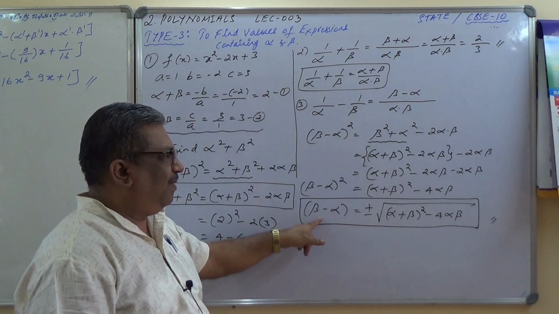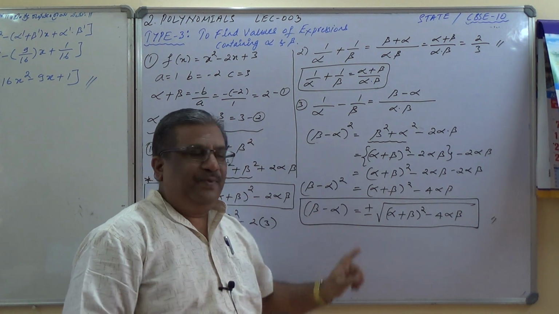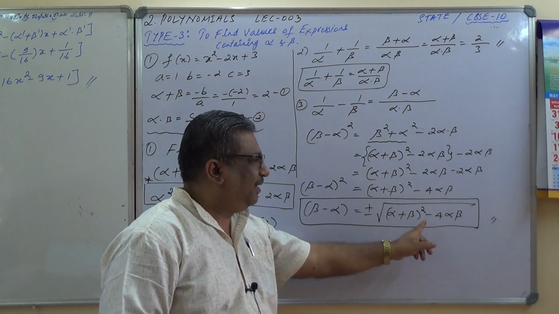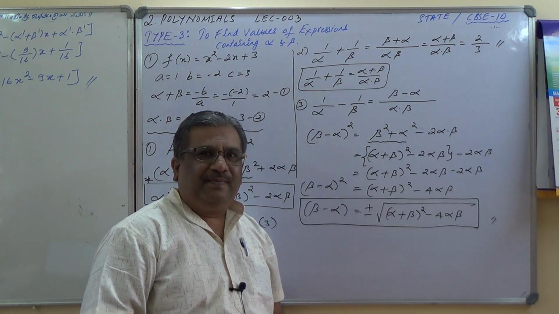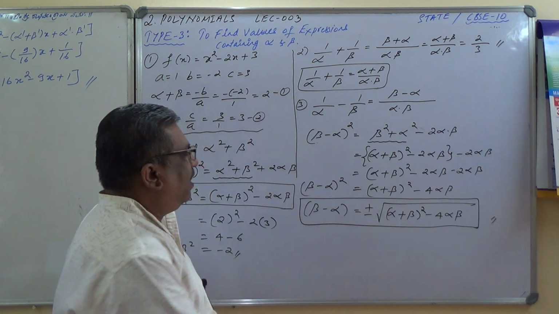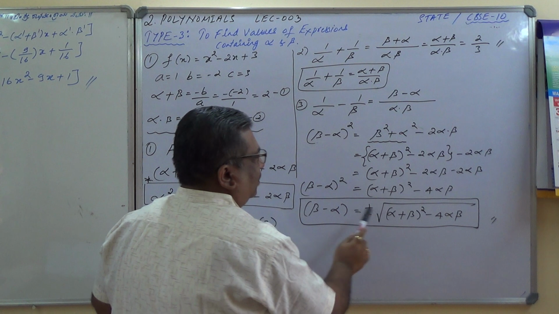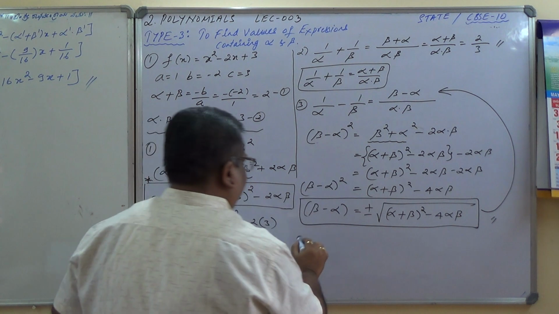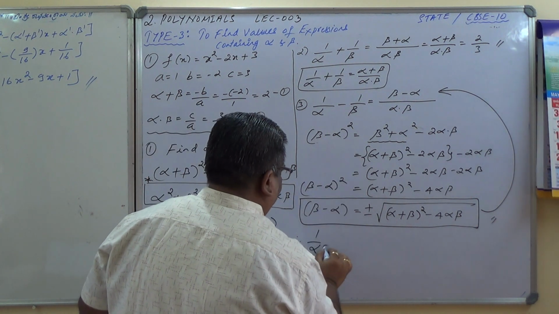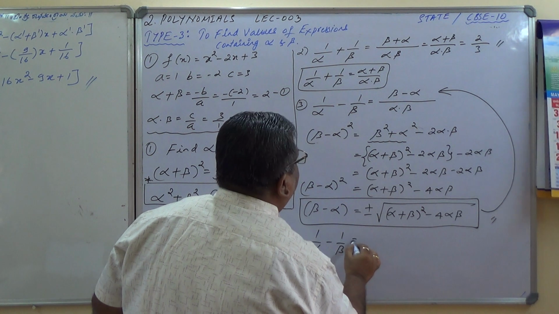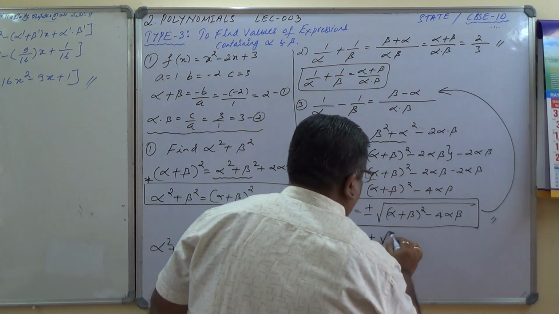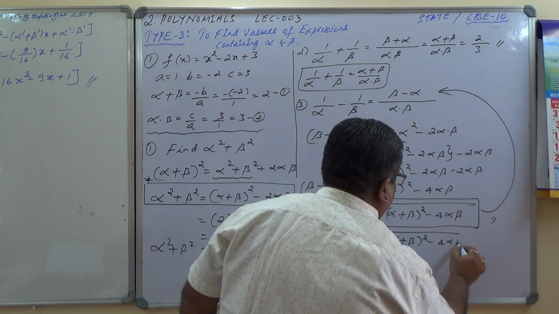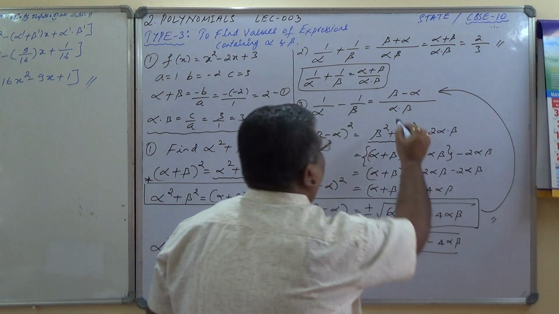And finally, what about this value? This value, whether it is beta minus alpha or alpha minus beta, equals plus or minus under root of (alpha plus beta) the whole square minus 4 times alpha beta. Is it not interesting? Now you have understood how to put this value here. So what I will do here, substitute this value here and try to find out. Therefore 1 by alpha minus 1 by beta equals plus or minus under root of (alpha plus beta) the whole square minus 4 times alpha beta, the whole divided by alpha into beta.